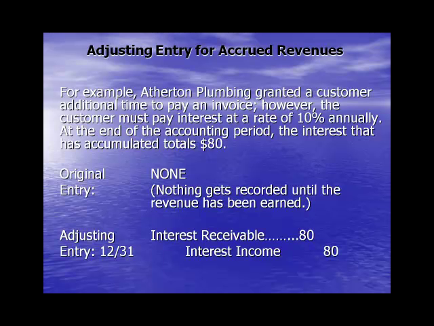Interest receivable is an asset account, much like accounts receivable. So it's increased with a debit. Which statement is it on? It's on the balance sheet. Interest income is a revenue account. And where does the revenue account go? It ends up on the income statement.